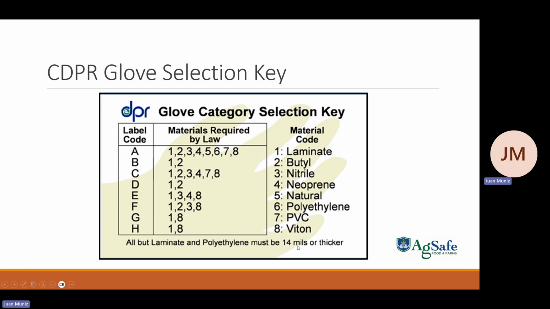Although this note says that it does not have to be, remember that we always defer back to the label. The label is the law, and so you have to make sure that you follow the label. If it says laminate and Viton of 14 mils or greater, then that's what you would have to use to technically be in compliance. If it did not specify the thickness, then you would be able to follow this chart and you would be in compliance, whatever laminate material you had, along with Viton of equal to or greater than 14 mils.